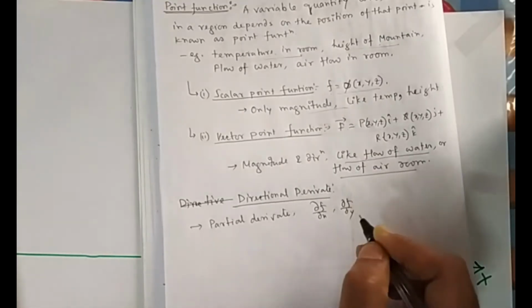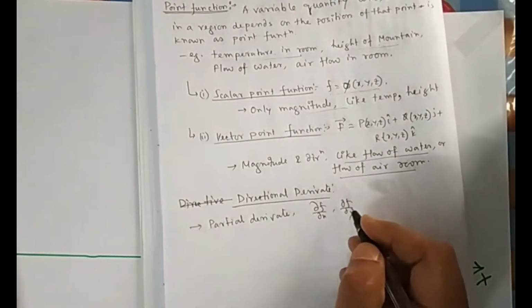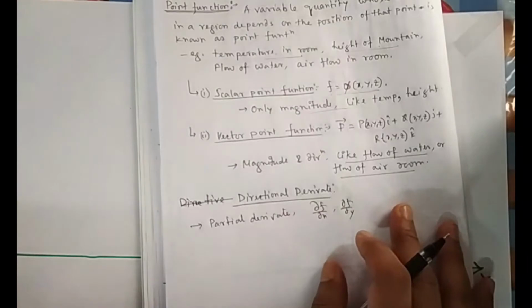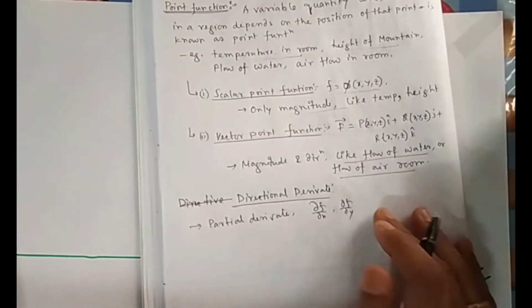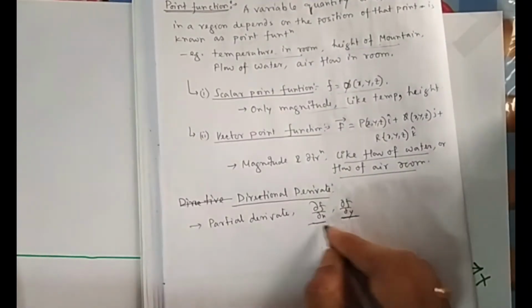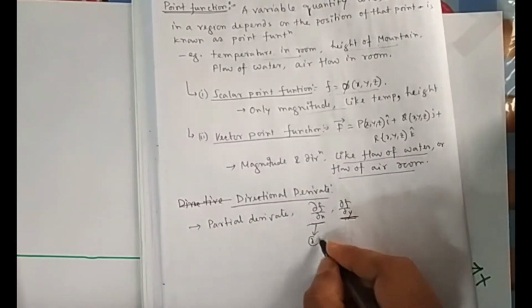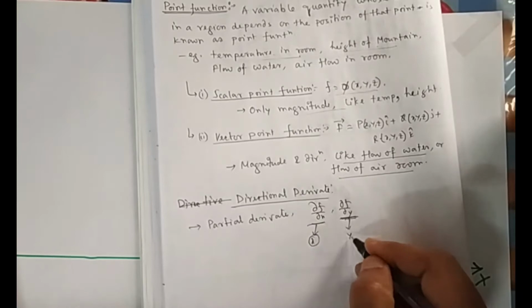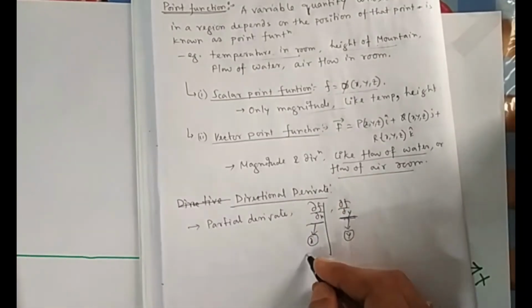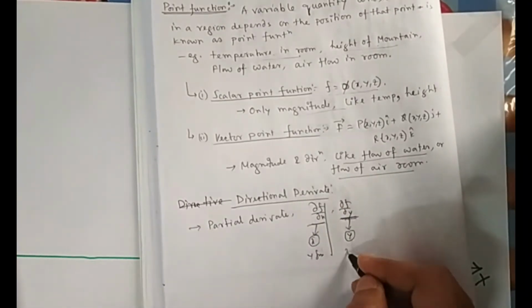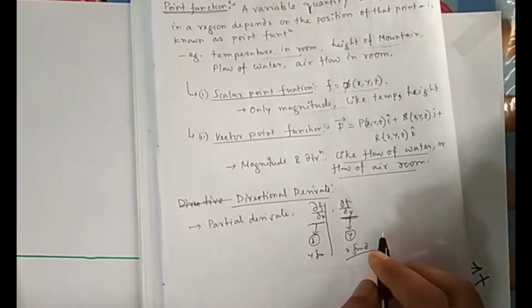If I take only 2 dimensions, you can generalize this to 3 dimensions automatically. Suppose in 3D, these are special types of directional derivatives. That means you are only looking in the x direction, and here only in the y direction, keeping y fixed here and x fixed here. In maths we have done it this way.